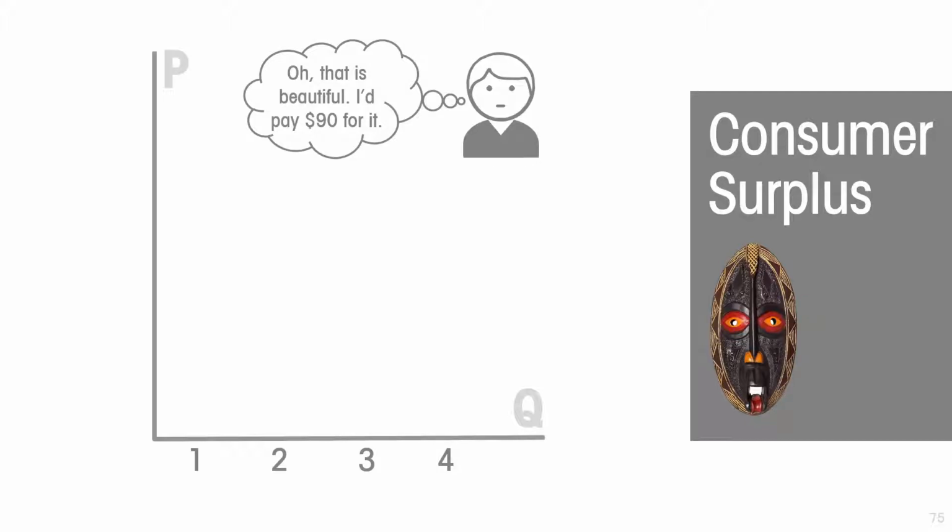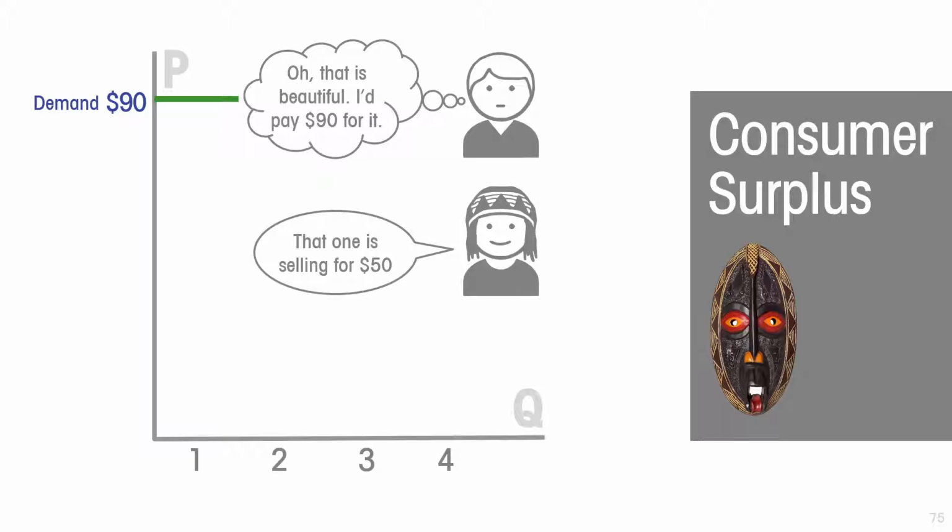"I think I'd pay as much as $90 for it." Now, when the customer is willing to pay $90, if he is the customer most keen on having it and willing to pay the highest price, then that tells us that $90 is the height of the demand curve when there's only one customer. So he makes an inquiry. "How much is it?" "Oh, that kind of mask sells for $50."